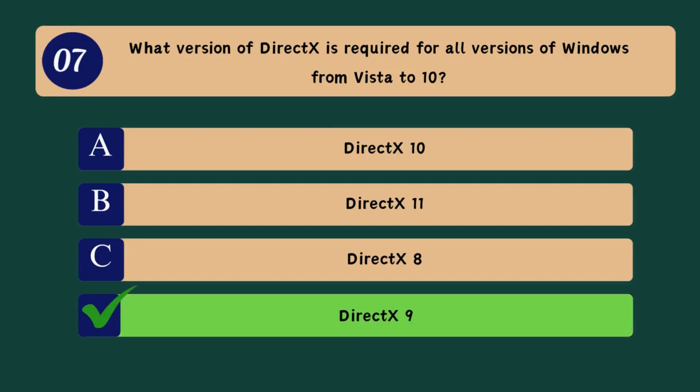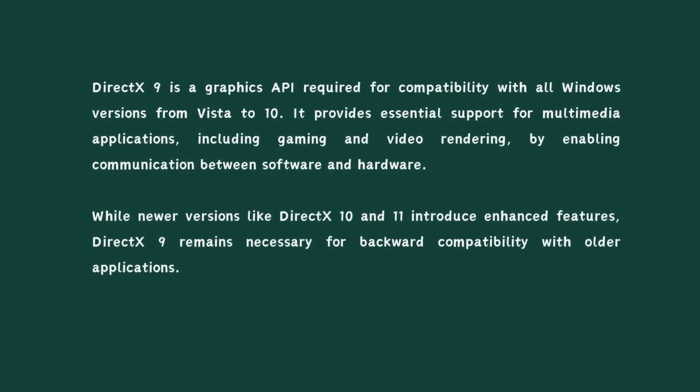Correct answer: DirectX 9. DirectX 9 is a graphics API required for compatibility with all Windows versions from Vista to 10. It provides essential support for multimedia applications, including gaming and video rendering, by enabling communication between software and hardware. While newer versions like DirectX 10 and 11 introduce enhanced features, DirectX 9 remains necessary for backward compatibility with older applications.